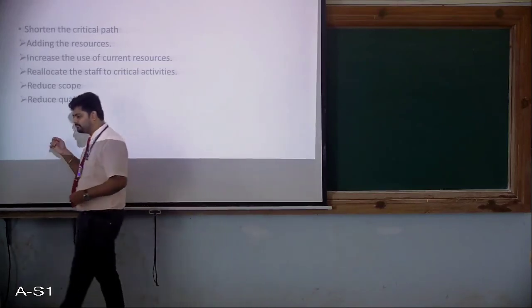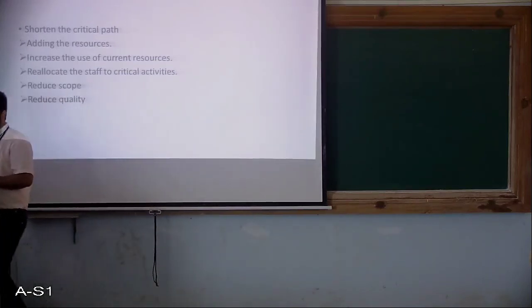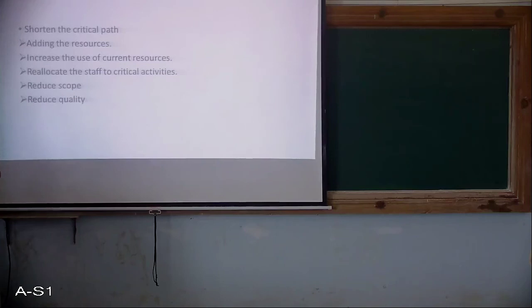So here, reallocate the staff to critical activities. Who is more knowledgeable, who is more efficient in that context, you allocate the job to him. Who is good at what, that you need to decide. That is the work of the project manager, who will decide who is good at what work. Then he is going to allocate that work based on the critical activities.